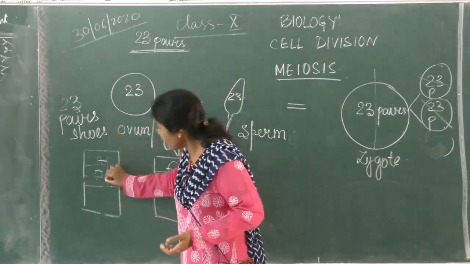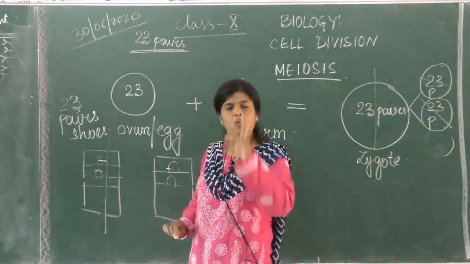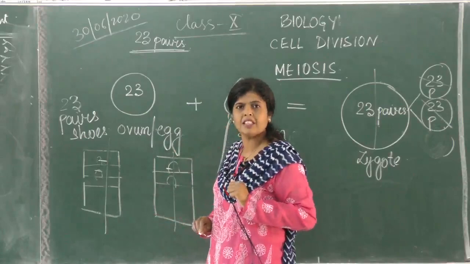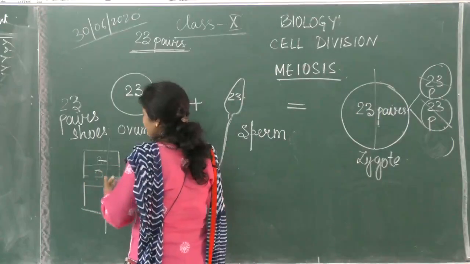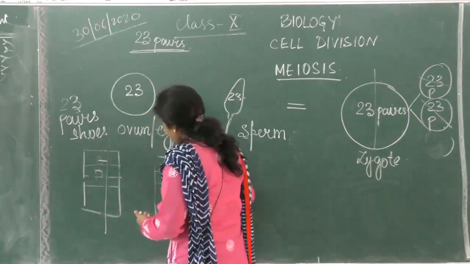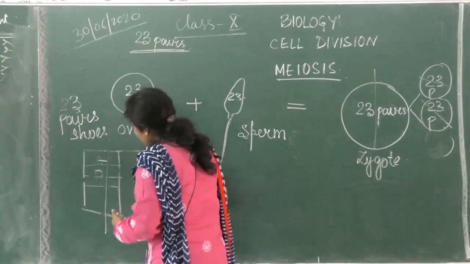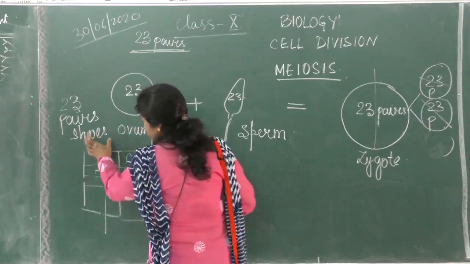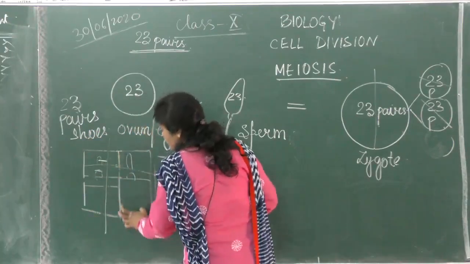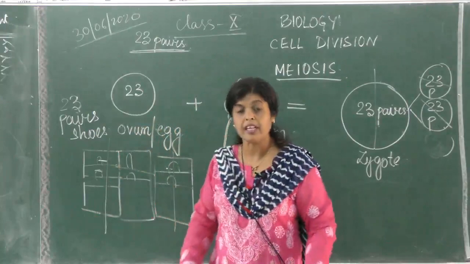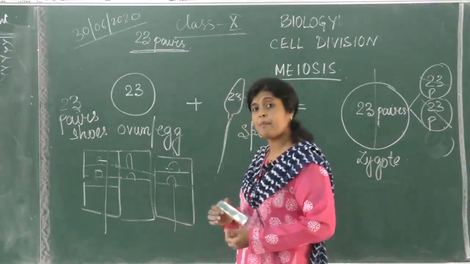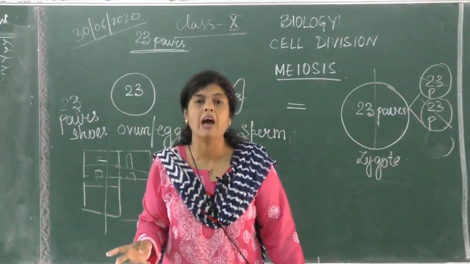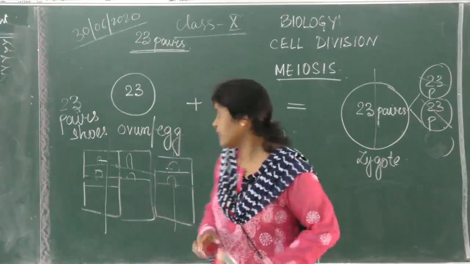It has only one set of shoes, and this has one set of shoes, another set of shoes. When you are bringing the 2 shoe racks together, is it clear? Each has its pair. That means this is one set of shoes, this is the other set of shoes. Is it all right? So this is how a set means each chromosome will be there, but none will have its pair. One set means that. Is it all right?